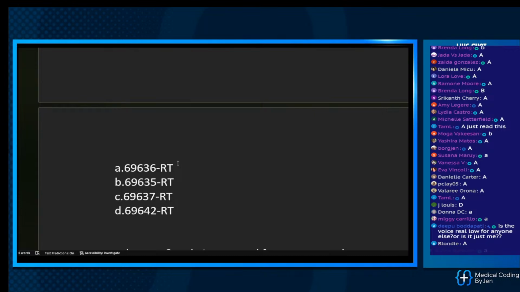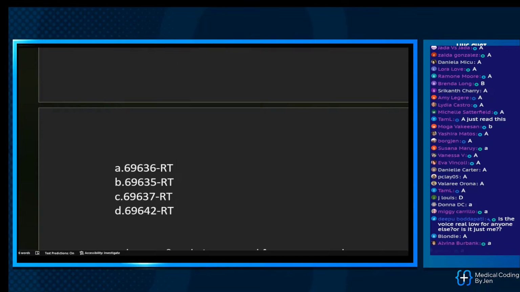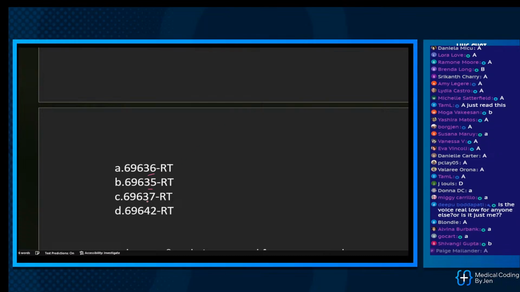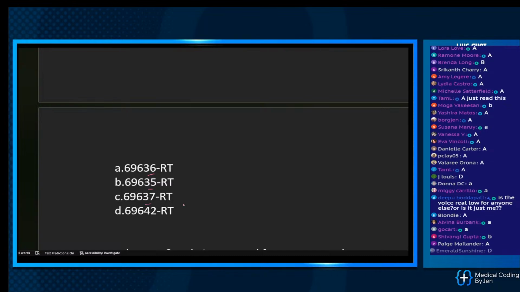Ooh, we got some CPT codes. Let's see. What are our differences between our 36, 35, 37? Let's see.